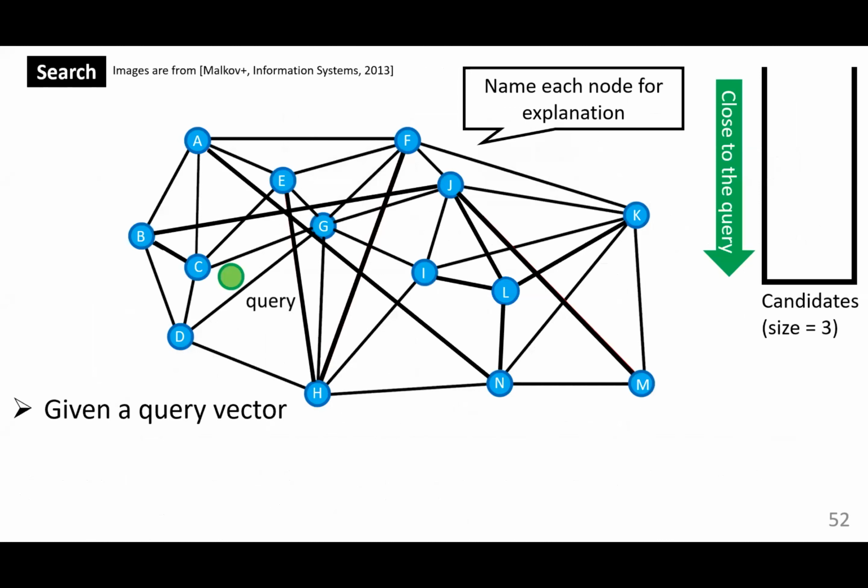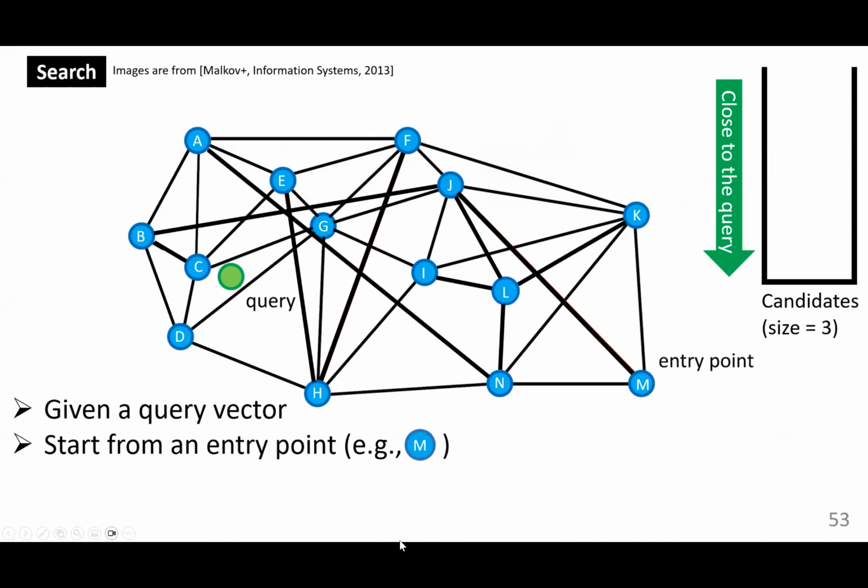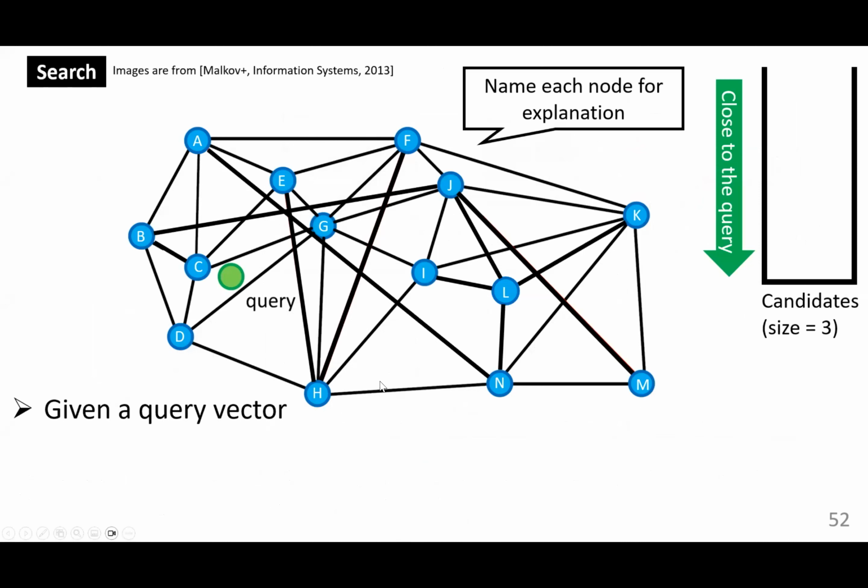Okay, next I will show some search stuff. This is one of the slides I spent many tries creating. Okay, so how do we do search? Let's name each node just for explanation: A, B, C, D, E, F, G, something like that. Then this is the query vector.